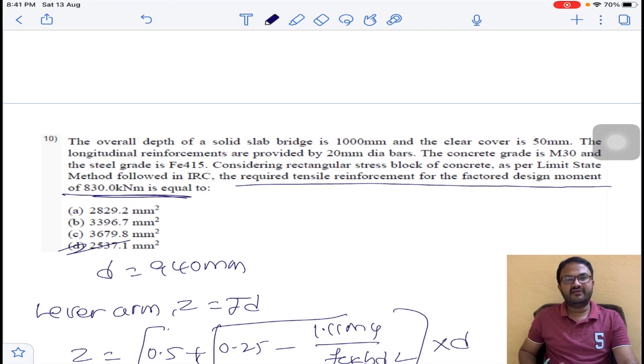So this is the end of reinforced concrete road bridges. If you observe, you will get repeated problems, because it is a design. We need to calculate moment capacity or load capacity, like that. Okay. So no new different varieties of problems are there here. Clear? Thank you.